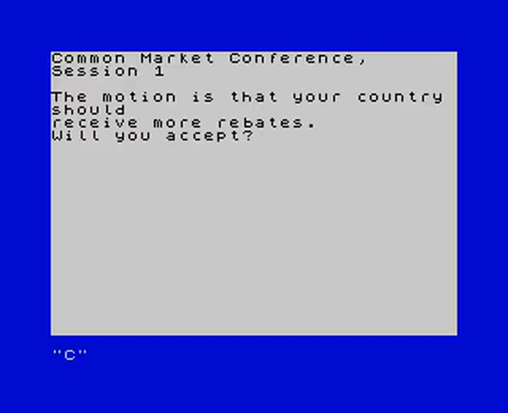Common Market, session number 1. The motion is that your country should accept more rebates. Yes, please. I like rebates. Contribute more to the EU budget. Sorry, the Common Market budget. Will I accept? Not on your Nelly, sunshine. And they're asking me again. Contribute more to the budget. The lady is not for turning. No.